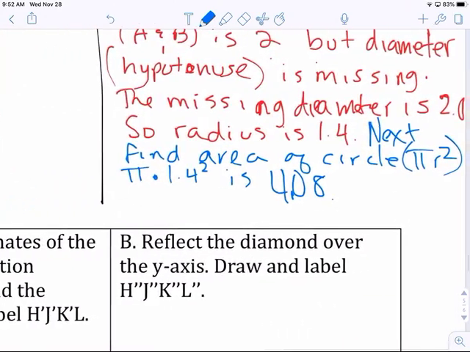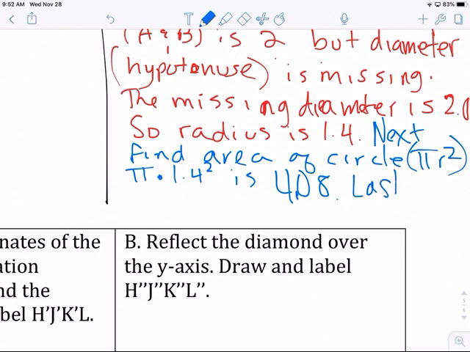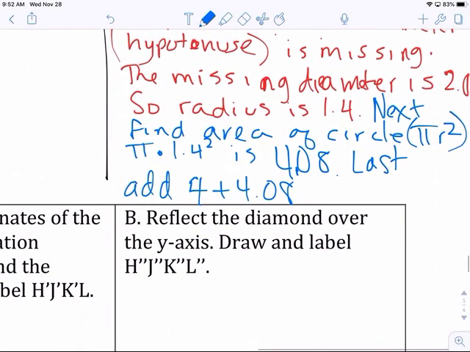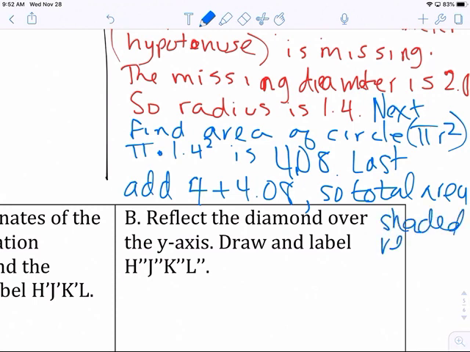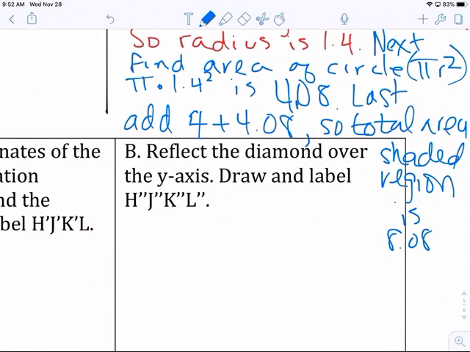Last, add 4 plus 4.08 to get the total area of the shaded region, which is 8.08 units squared.